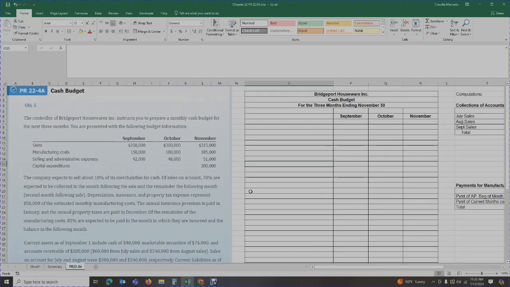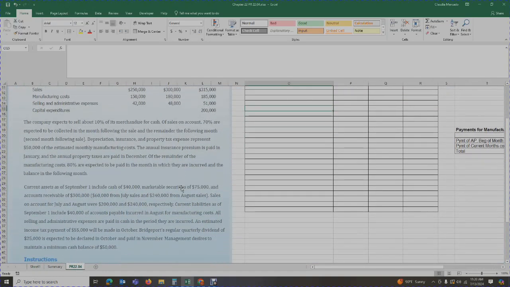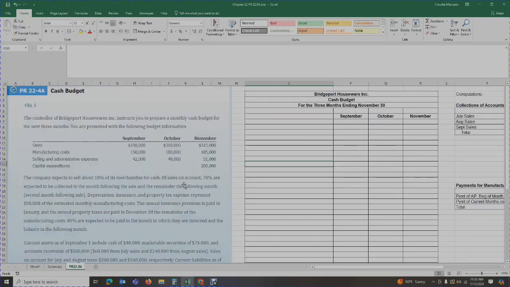Okay, so the problem is quite lengthy. You are provided with a lot of information that can be overwhelming. So it's very important that when you are tackling problems like this, that you read it carefully two or three times before you begin actually doing your calculations. So we are going to be preparing a cash budget.